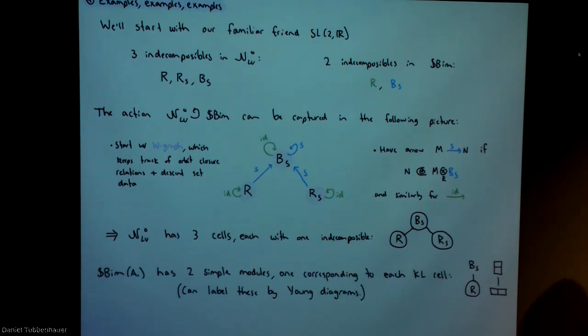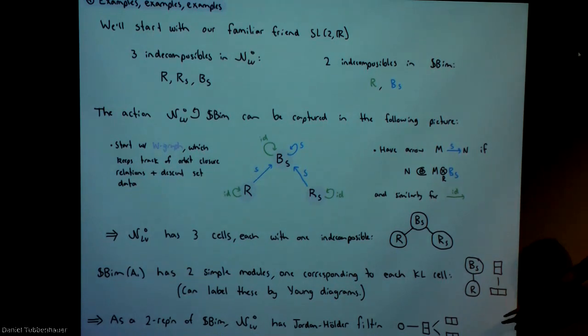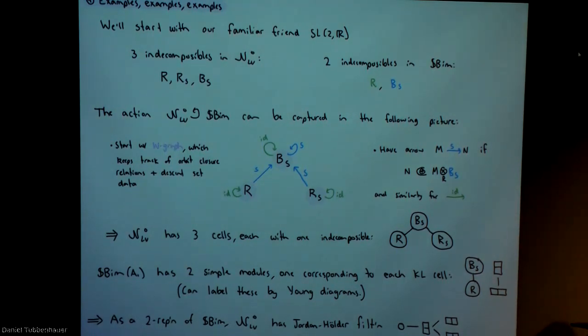Now, what about Soergel bimodules? For type A1, this has 2 simple modules. And each one corresponds to a Lusztig cell, which we can label by Young diagrams. So we'll take these 2 Young diagrams with 2 blocks. And then we can see that as a 2-representation of Soergel bimodules, this is our Jordan-Hölder filtration of this SL2 Lusztig-Vogan module. This is basically the same picture as that in a different order, parameterized by these. So this example is quite simple, but I wanted to show it so we get a sense of what these pictures mean, because now we'll draw them in examples that are a bit bigger.